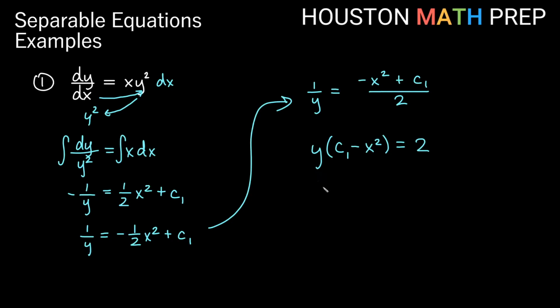And then easy to solve for y here, right? Let's just divide both sides by what's in parentheses here. So we'd get y is equal to 2 divided by some constant minus x squared. And that is our general solution for dy dx equals xy squared.